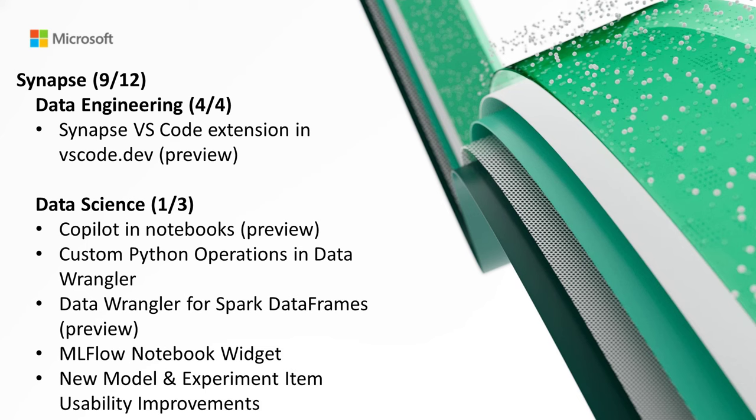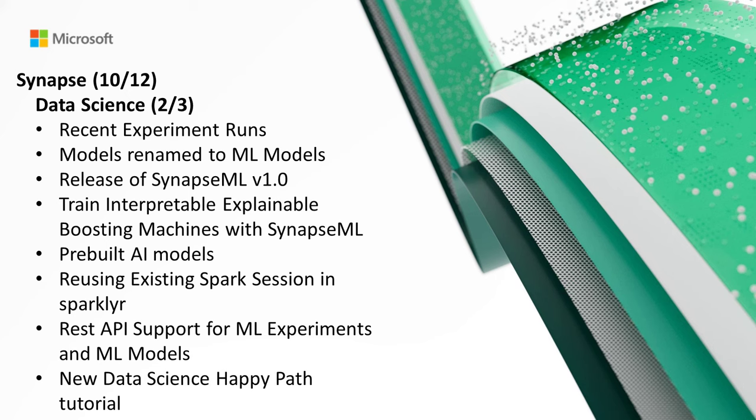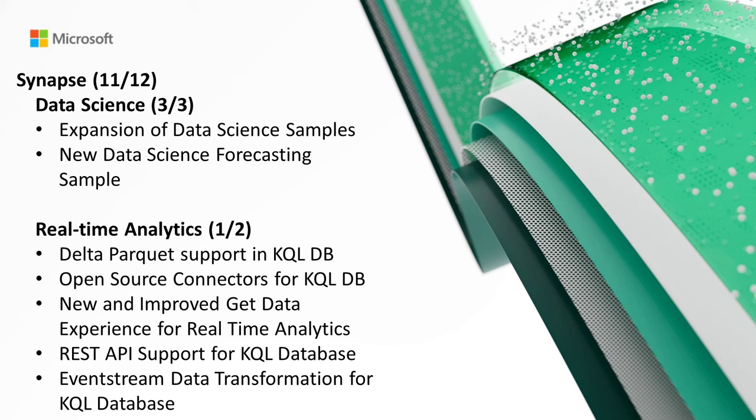Thanks, Aaron. Next, we have MLflow notebook widget, new model and experiment item usability improvements, recent experiment runs, models renamed to ML models, release of SynapseML v1.0, train interpretable explainable boosting machines with SynapseML, pre-built AI models, reusing existing Spark session in Sparkler, REST API support for ML experiments and ML models, new data science Happy Path tutorial, expansion of data science samples, and new data science forecasting sample.